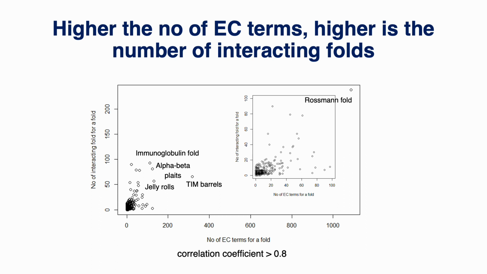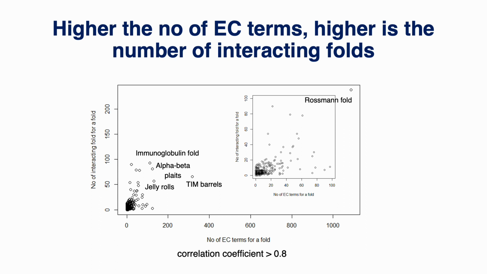If you see the large outlier over here, which has the highest number of EC terms, the Rossmann fold, it also has the highest number of folds that it interacts with. A couple of other interacting folds that have a large number of EC terms and a large number of interacting folds are the immunoglobulin fold, alpha-beta plaits, TIM barrels, and jelly rolls, which have been highlighted over here in the figure.